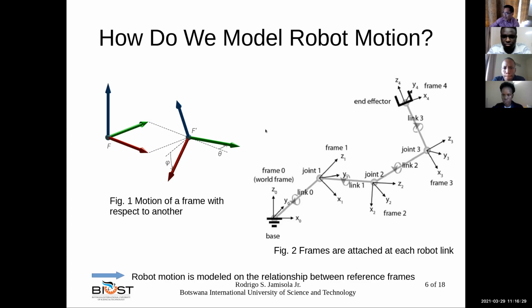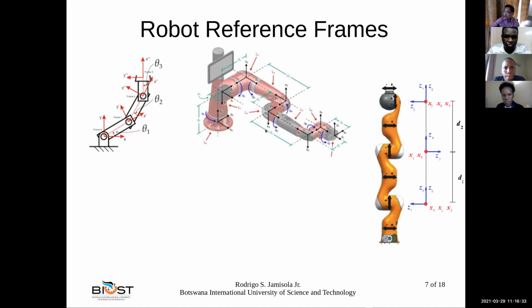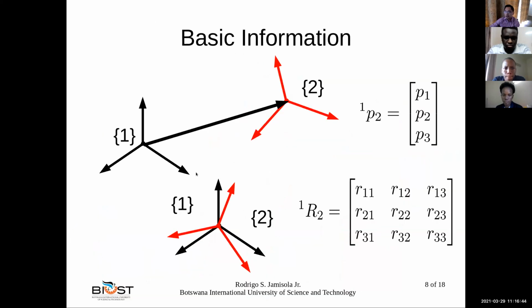Okay, so now, these are the reference frames. We say that we attach reference frames to any kind of robot. There's no other way of doing that except attaching reference frames, no matter how complicated the robot is. So now let's do the basic information of how we express translation. That means purely the X, Y, and Z position of one frame with respect to another. So in this case, frame 2.